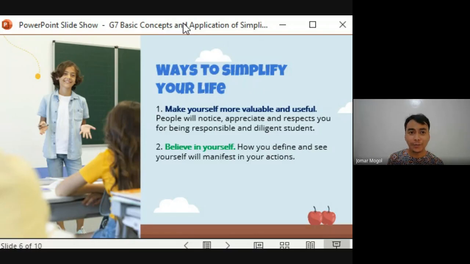Pero kung wala kang tiwala sa iyong sarili, you do not believe in your own actions, you do not believe in your own knowledge, in your own skills, in your own talent, so walang mangyayari. Okay? First thing is you have to believe in yourself that you can. You have to motivate yourself.